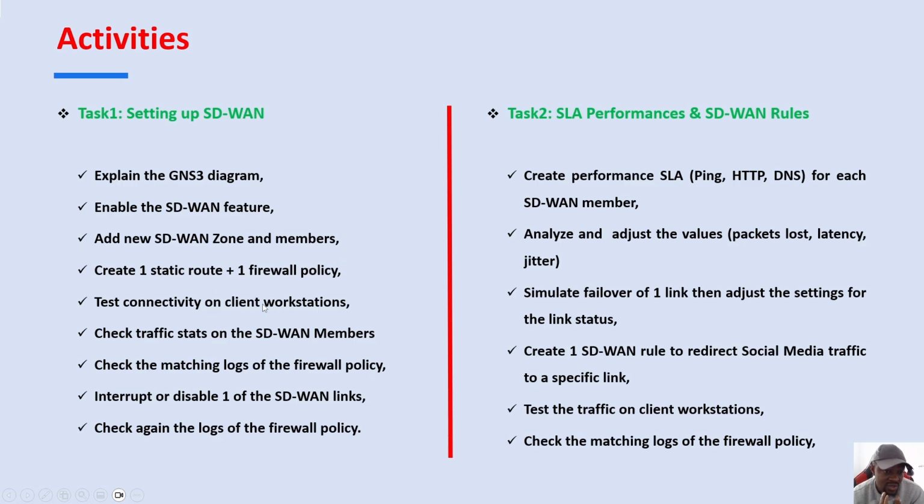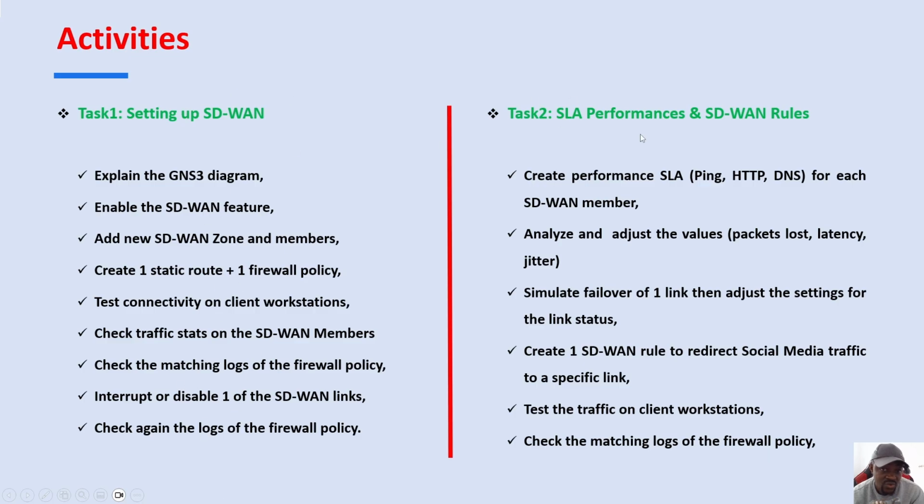We'll test connectivity on the client workstations. We also check traffic statistics on the SD-WAN members. Then we'll check the matching log of the firewall policy, to see if traffic is being redirected on both links, right? We're also going to interrupt or disable one of the links, then check the logs again to see if traffic is now being redirected to the only link available. We are going to do this with the default criteria of the SD-WAN.